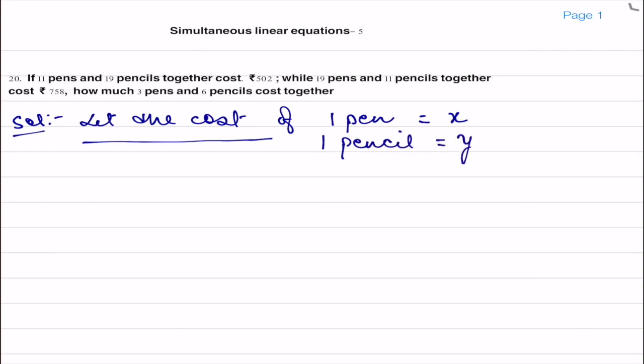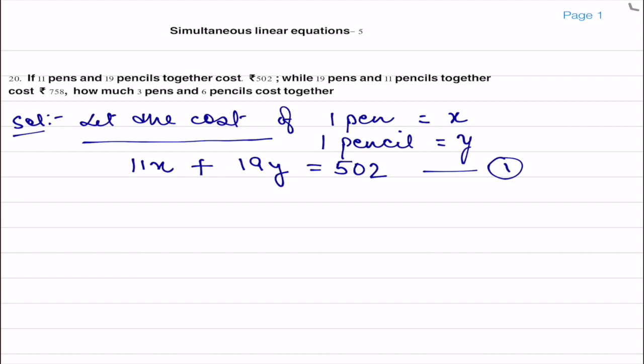Now see, if 1 pen costs x, then 11 pens cost 11x and 19 pencils cost 19y. Together means plus. The total is equal to 502. So our first equation is 11x plus 19y is equal to 502.